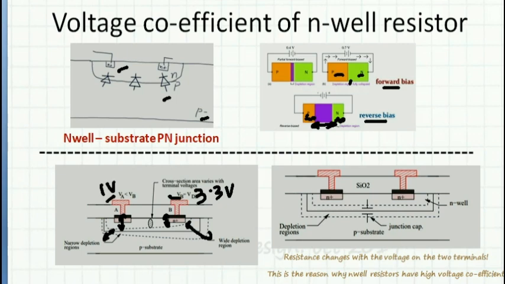One more undesirable effect is the formation of a capacitor. Whenever we have a PN junction which is reverse biased, it always gives rise to a parasitic capacitance. That is the capacitance which we have to deal with.